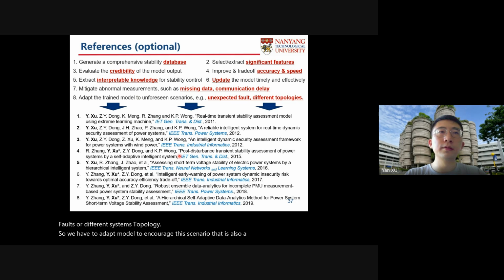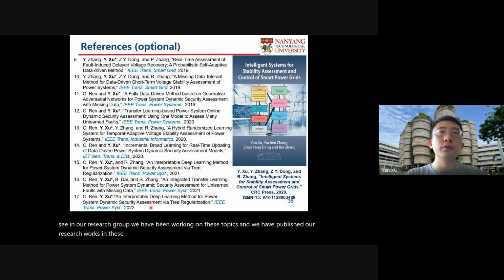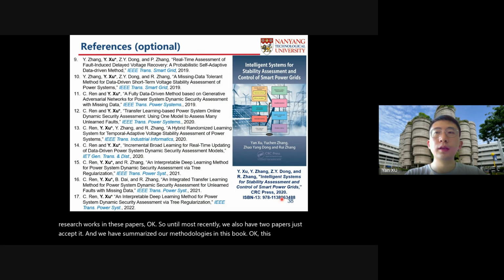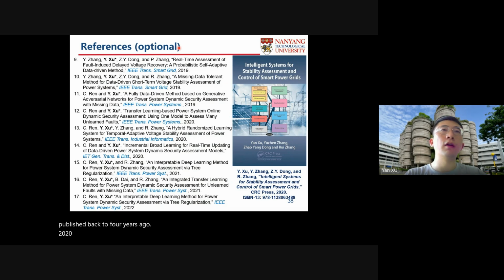So you can see in our research group, we have been working on these topics, and we have published our research works in these papers. Until most recently, we also have 2 papers just accepted. And we have summarized our methodologies in this book. This book was published 4 years ago, in 2020. This is a summary of all of our research works in this area, the data-driven stability assessment.